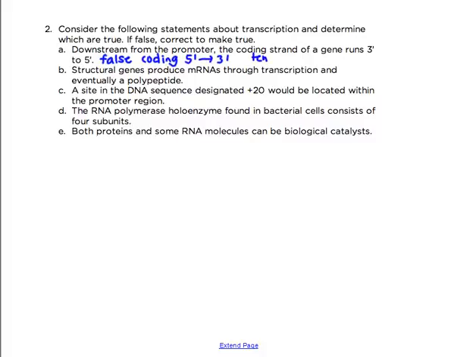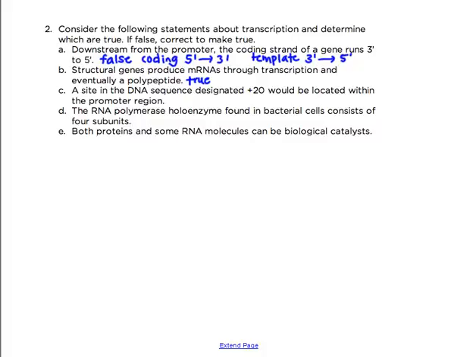And the template strand is the one that runs 3' to 5'. And that's because the enzyme RNA polymerase reads the template strand 3' to 5' in order to make the new strand in the 5' to 3' direction. Okay, statement B. Structural genes produce mRNAs through transcription and eventually a polypeptide. So that is true. That is the sequence of transcription and translation. The genes produce mRNAs, messenger RNAs, through transcription, and then eventually those mRNAs are converted into polypeptides through translation.